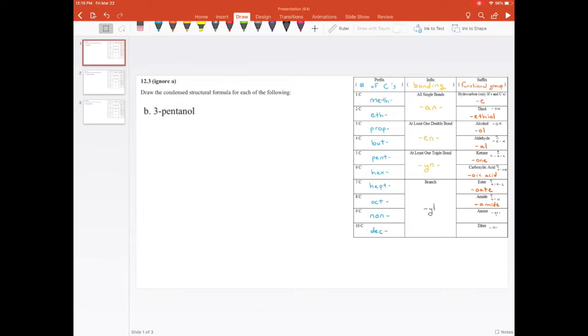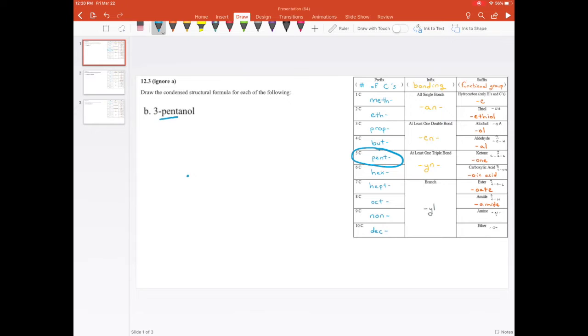So in question 3, chapter 12, exercise 3, they give you the name of a molecule and you get to draw it. So the first thing you want to do, look at the backbone. This is only backbone. And so you have pent is the prefix. Pent means you have 5 carbons.